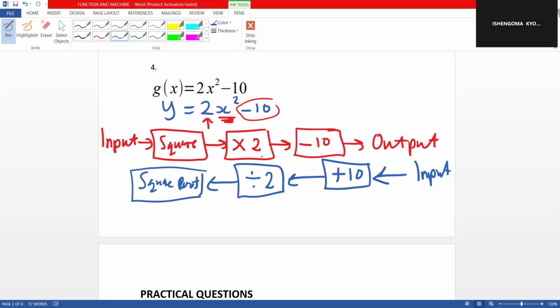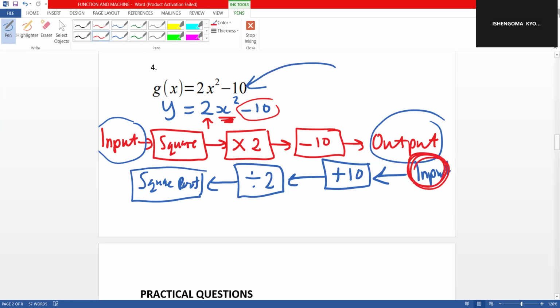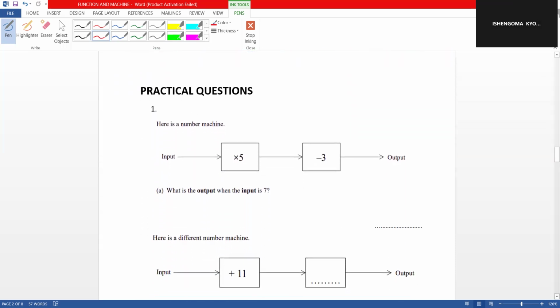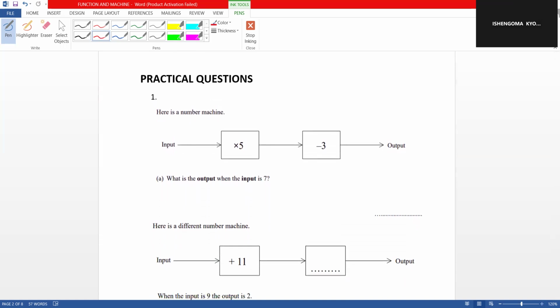So normally, when I am starting from the input, I follow exactly what the function says. But when I'm given the output, I will use that output as my beginning input, and then I do the reverse. So this is what we call a function machine. So now we are going to do practice. When you're going to practice questions, when you are given the function, here we have our question.